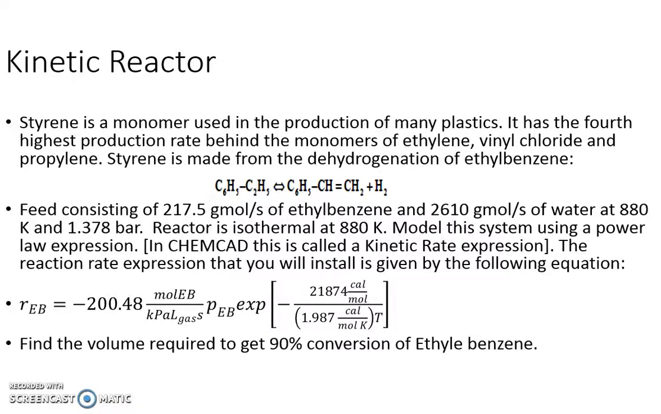So this is the problem statement. We need to simulate a reactor where styrene is being produced from ethylbenzene by dehydrogenation of ethylbenzene. This reaction takes place in the presence of water, and as per the information provided in the data statement, the reaction is occurring at 880 Kelvin and roughly 1.38 bar. So the reactor is isothermal. Let us try and solve this problem. One thing we have to keep in mind is that the rate expression given here is in partial pressure form because the reaction is taking place in a gaseous form.